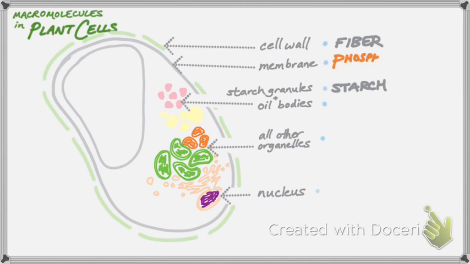Now that's in comparison to the next two, which are going to be lipids. Membranes are made in large part out of phospholipids, and the oil bodies are fats, oils. And these are going to be made up of different constituents.